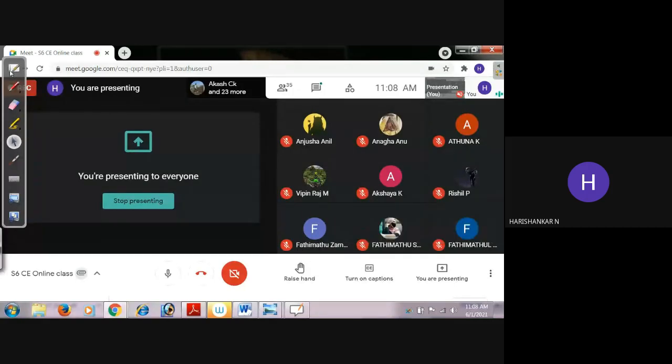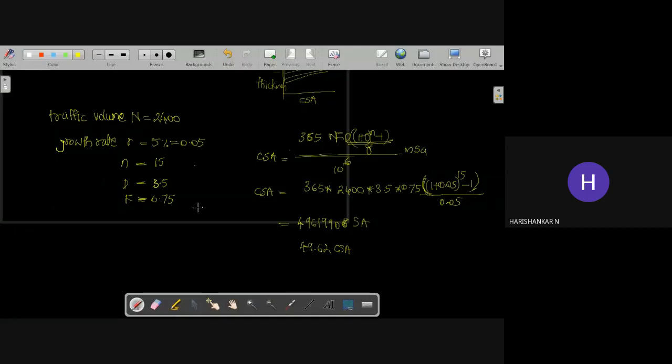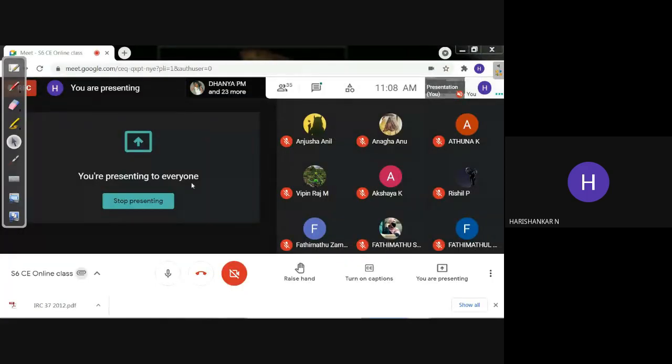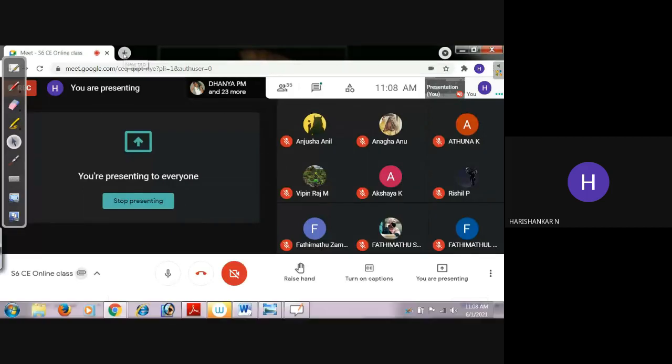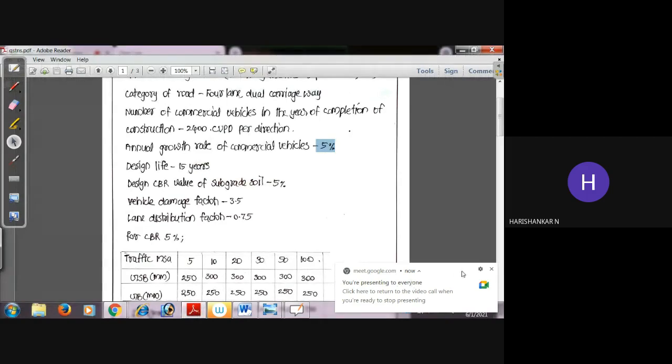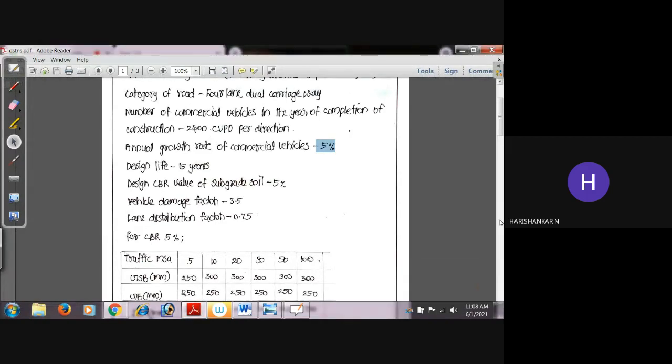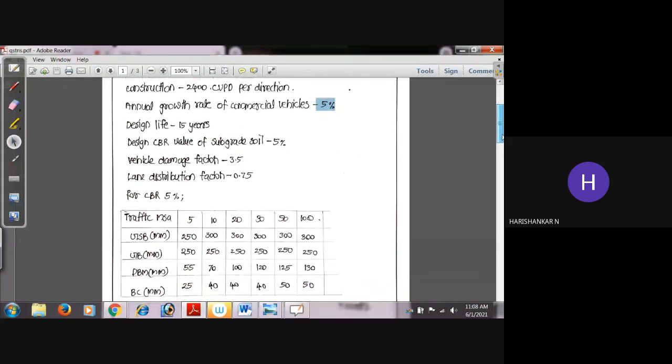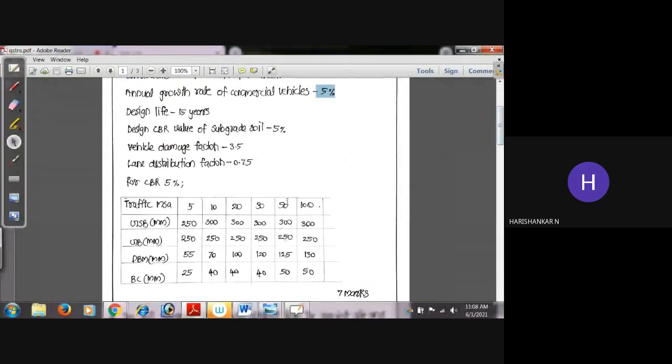Okay, CSA value. So for a CSA value of 50, you should find out from the table. Okay, the table is given in the question paper. Okay, from this table, we just calculate the component thickness. Okay, for 50, you can see it is having 300, 250, 125, and 50. Directly you can have.